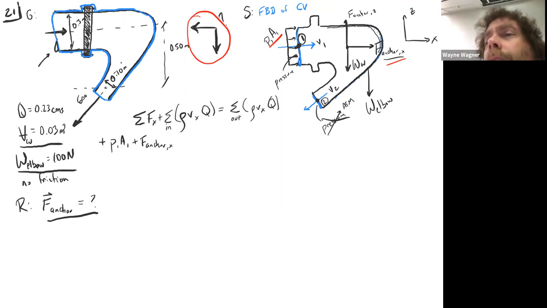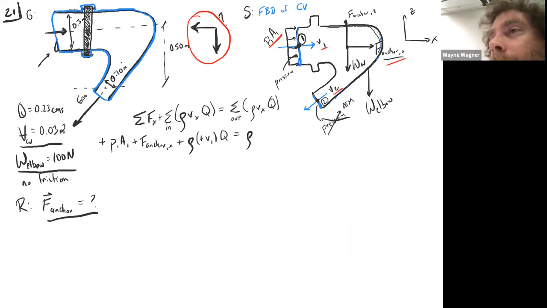Okay, so now we're going to do plus the sum of the ins. Well, we've got one in, and we've got this V1 right here. So we're going to deal with that one. It's going to be rho 1, which in this case is just rho. There's only one rho in this problem. V1, which, I'm going to put a positive sign on it to remind me that I've accounted for the direction. And then Q. Okay, equals. We only had one inlet, and we only have one outlet. So that's V2, the sum of the outs.